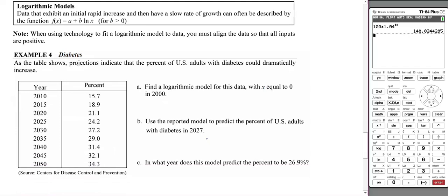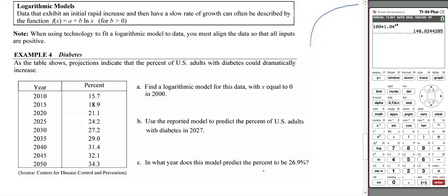Logarithmic models. Data that exhibit an initial rapid increase and then have a slow rate of growth can often be described by the function f of x equals a plus b times the natural log of x, for b greater than 0. So that is that type of function that increases really quickly and then the growth slows.